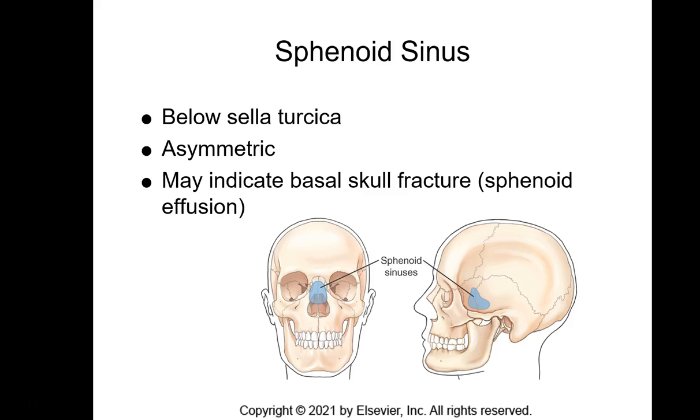A basilar skull fracture, or a basal skull fracture, is a fracture of the base of the skull, typically involving the temporal bone, the occipital bone, the sphenoid, and/or the ethmoid bone. This type of fracture is rare, occurring as the only fracture in just 4% of severe head injury patients.